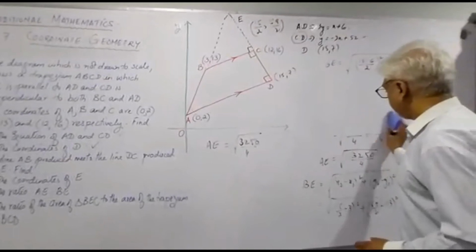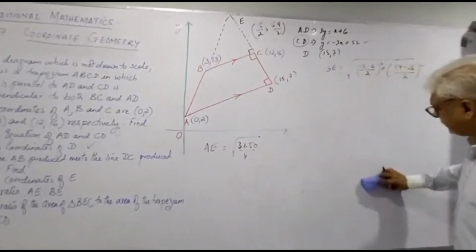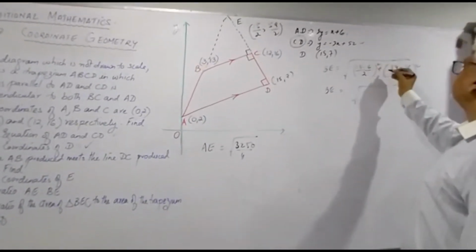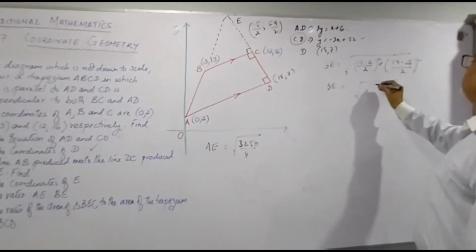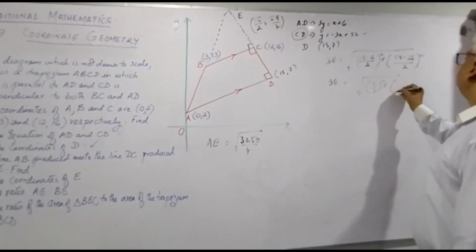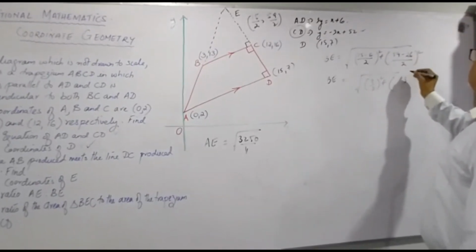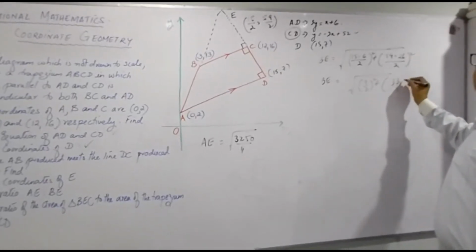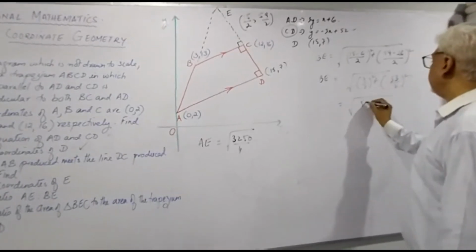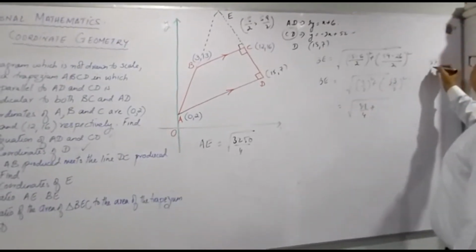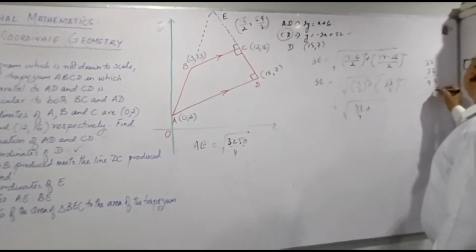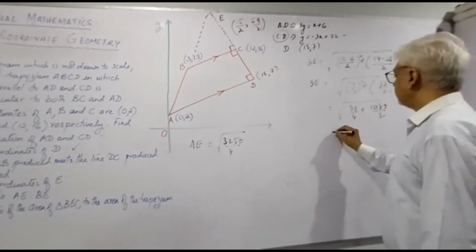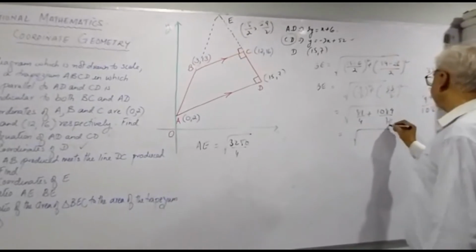Now this will give us BE is equal to the square root of (15 minus 6 would give you 9, 9 upon 2) the whole square plus (59 minus 39 would give you 20 upon 2) the whole square. So this would give you 81 upon 4 plus 33 times 33, which is 1089 upon 4.